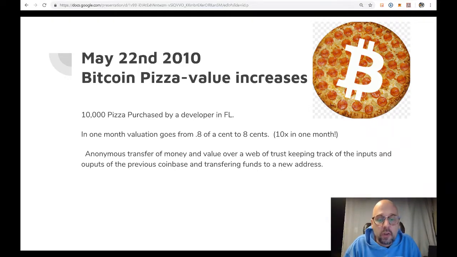So what we need to do is we want somebody to send me two pizzas. And if you can send me two pizzas, I will send you 10,000 Bitcoin that I've been able to mine on this network.